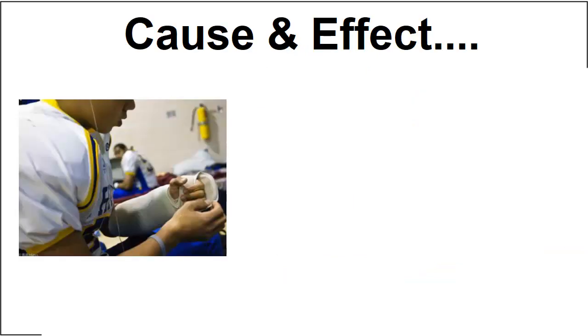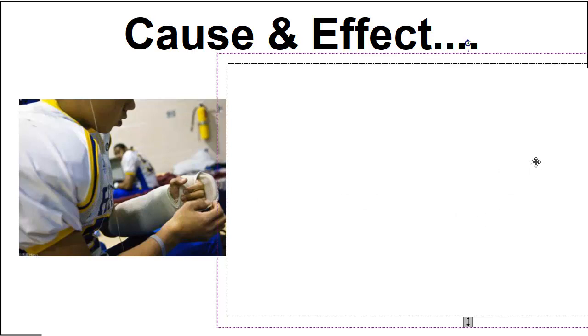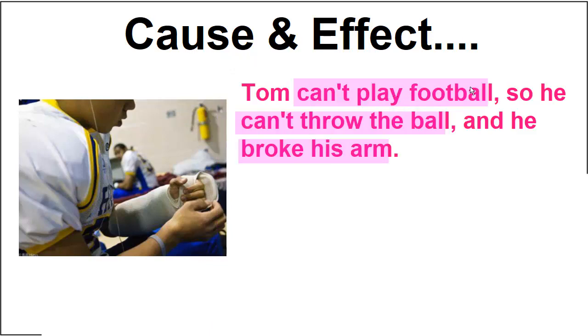Let me give you 3 quick examples of cause and effect and how you might explain it. Here's a picture. What's in this picture? Football player, right? And obviously he's got something wrong with his arm. Here's a non-example of how to explain this. Tom can't play football, so he can't throw the ball, and he broke his arm. See? That's very random. Now, all 3 of those things might be correct, but they're not linked together in a logical order. You just kind of randomly threw these things all together. You don't show any cause and effect or linking of those.